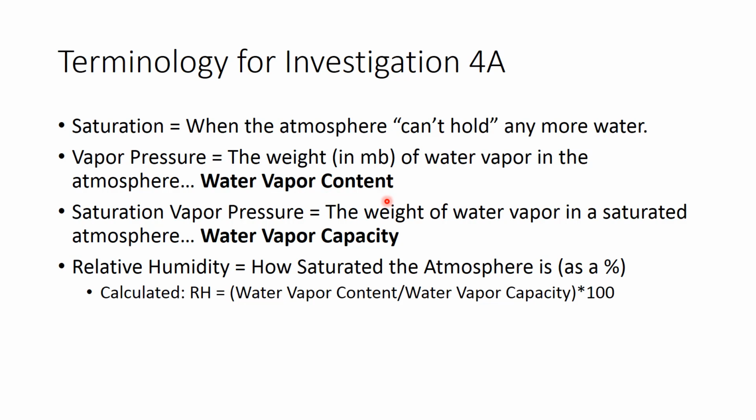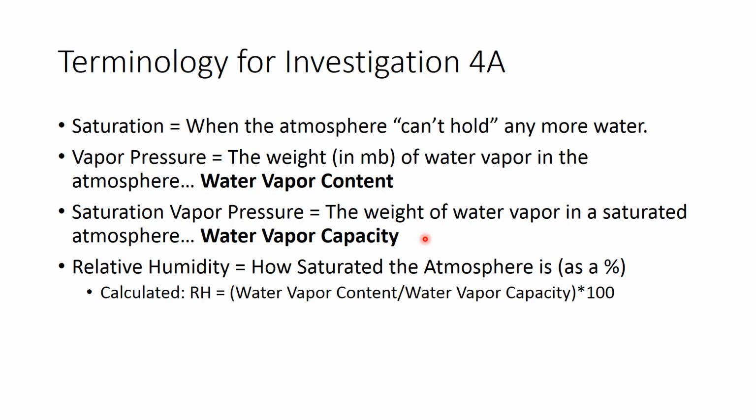Now, how much water vapor can the air hold? Well, that's what's called saturation vapor pressure. This is the pressure or weight of water vapor in a saturated atmosphere. This is the capacity. Now, the capacity changes with temperature. When air temperature is really high, that means there's more evaporation, so there's going to be a higher water vapor capacity. On the other hand, if the air outside is really cold, we're going to have a low amount of evaporation and hence a smaller water vapor capacity. And there's actually a table that I'll show you in a few moments that you're going to be using in this investigation.